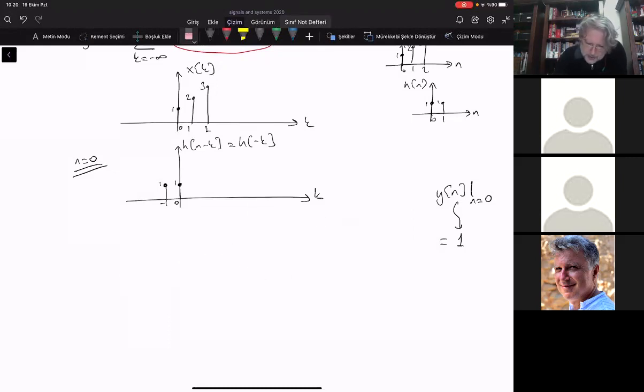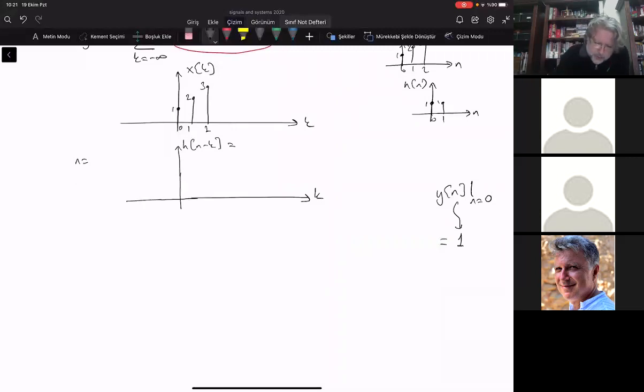And I'm also going to erase this. I'm going to erase this and these portions as well. Because the next thing that I want to do is I will again draw h of n minus k, but this time for a different n.